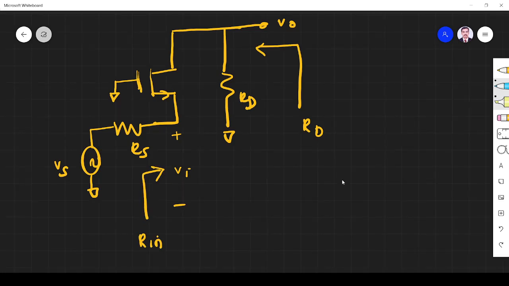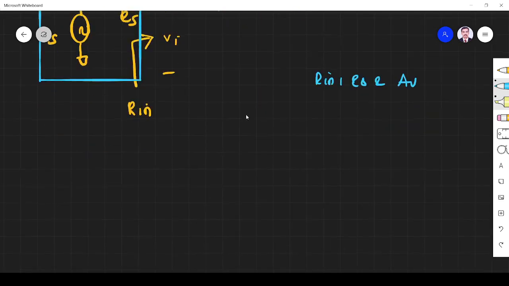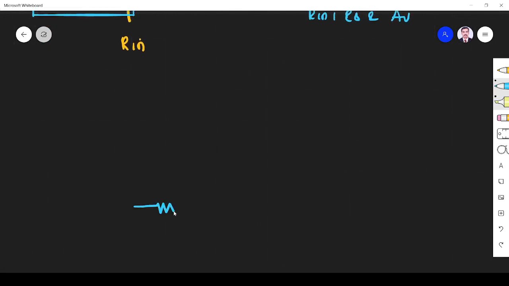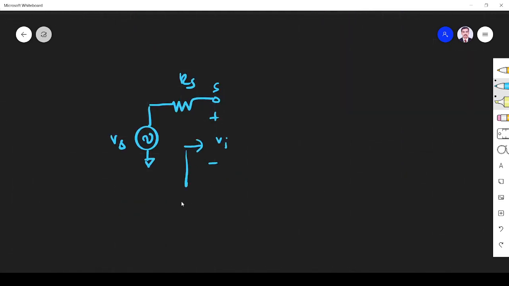In order to analyze this circuit, by analysis I mean I find the input resistance, output resistance, and the gain. To analyze this circuit, I have to draw the T model of the transistor. So this is source, this is gate, this is drain. Up to this point there is no change, it is external. For the MOSFET only, we draw the T model. So here it is RS, here it is VS, this is the source terminal, plus minus. Here I take VI. The resistance across this terminal is the input resistance, I can say RI.